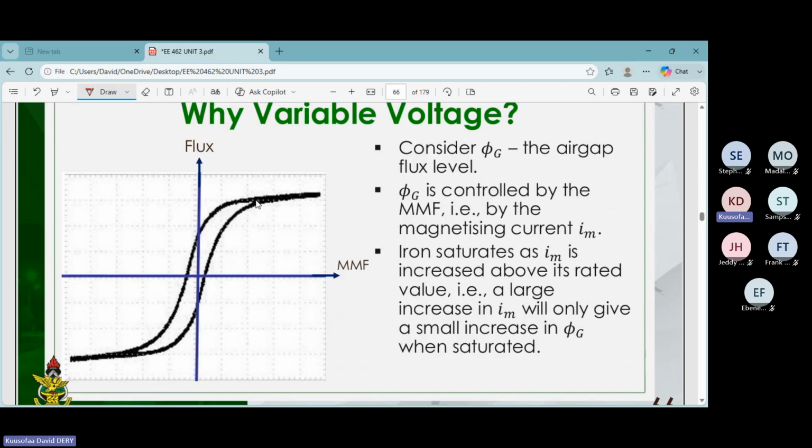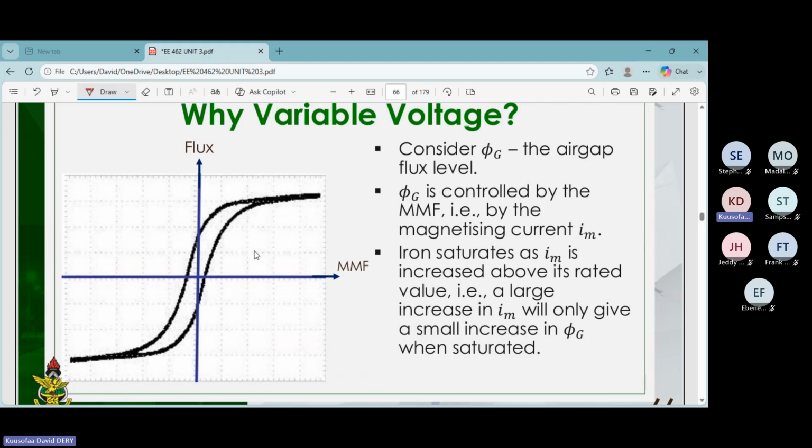So we think we are familiar with this particular curve, which is flux against MMF. Consider phi g to be the air gap flux level, and phi g is controlled by the MMF, and we know the MMF is proportional to the current, right? And the current that will flow also has a relationship with voltage. So if you vary the voltage, you vary the current, and you can vary the MMF. That is by varying the magnetizing current. That is how we are able to change the flux.